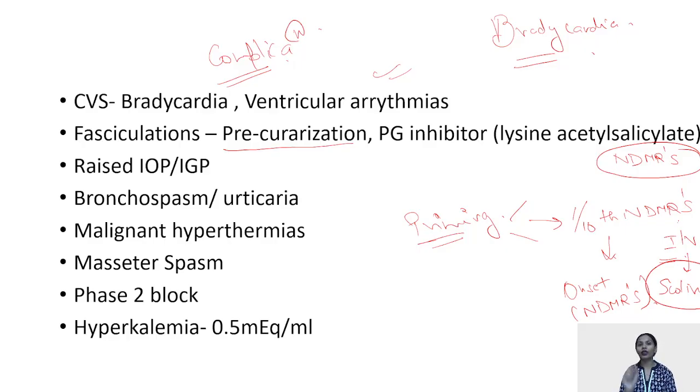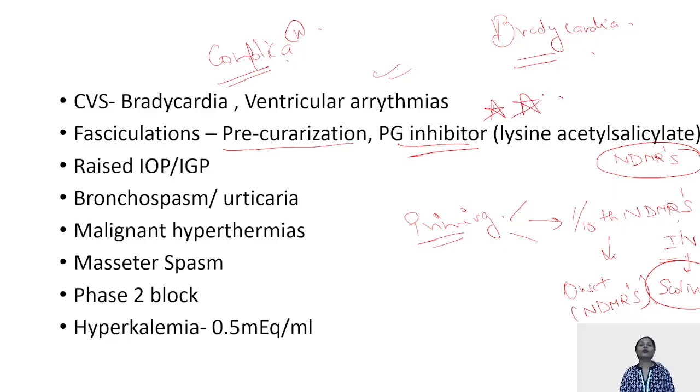And the second way is prostaglandin inhibitors. Your lysine acetyl salicylate can be used to decrease these fasciculations. But generally, in practical use, it is pre-curarization that we all use. And theoretically, yes, prostaglandin inhibitors can also be used.